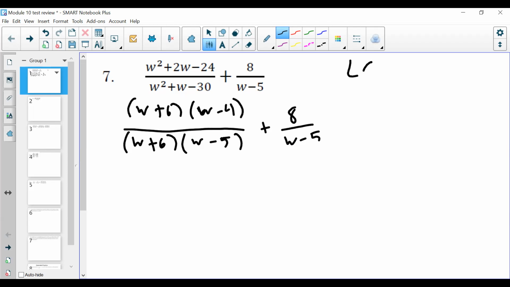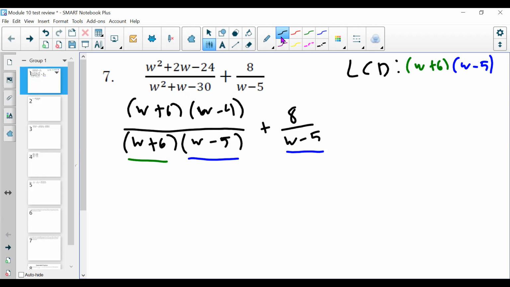Now I need to figure out my LCD. If I look at my factors in the bottom, I have a W plus 6, and I don't have any other W plus 6s anywhere else. So I have a W plus 6 in my LCD. I also have a W minus 5, and I have that in both of those rational expressions, so I only put it down once in my LCD. And that's what my LCD is going to be.